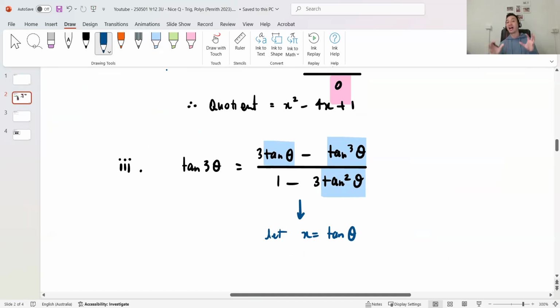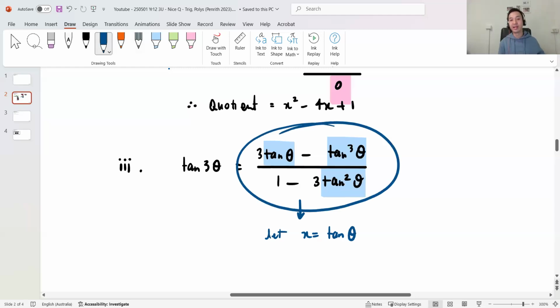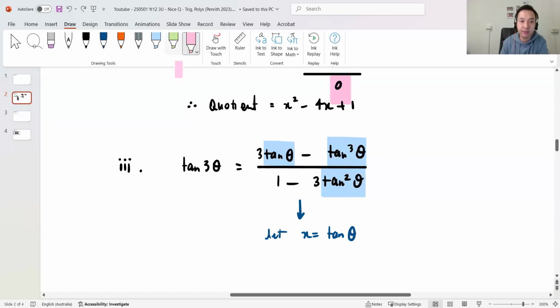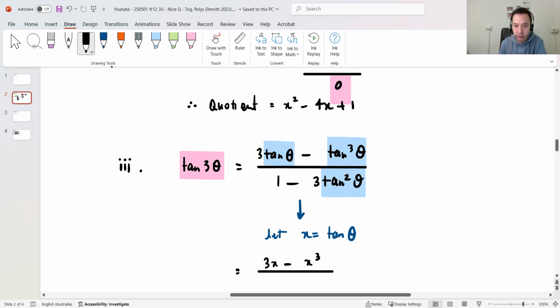Now, in this question, it's actually a double sub. On the right-hand side, so on this side here, we let x equal to tan theta. And then on this side here, I'm going to be smart. I'm going to strategically let the pink part be something else. Now, what do I want to do? Because if you think about it, if I let tan be x, that becomes 3x minus x cubed all over 1 minus x squared.